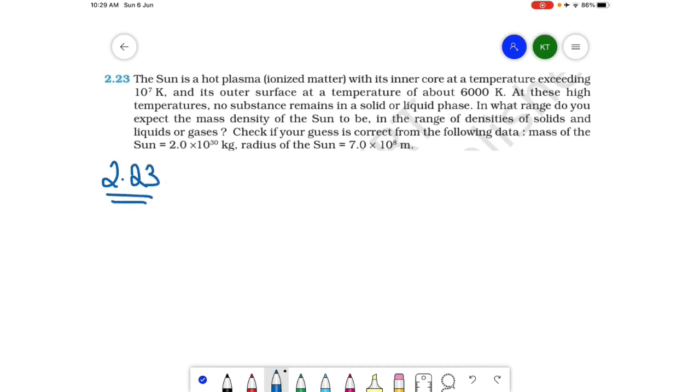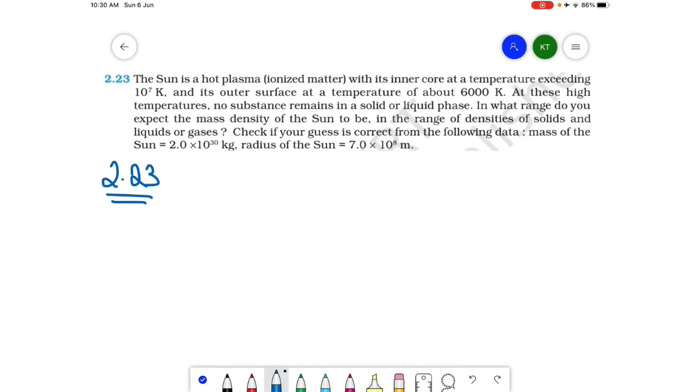The question here is, the sun is a hot plasma with its inner core at a temperature exceeding 10 power 7 K and its outer surface at a temperature of about 6000 Kelvin. At these high temperatures, no substance remains in a solid or liquid phase. In what range do you expect the mass density of the sun to be? In the range of densities of solids and liquids or gases? Check if your guess is correct from the following data.